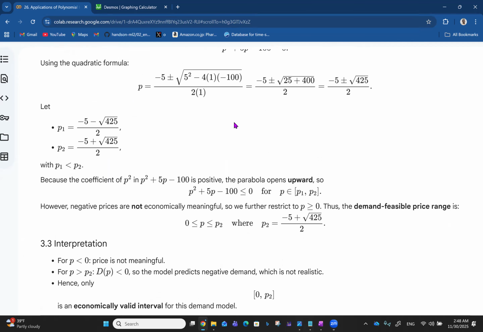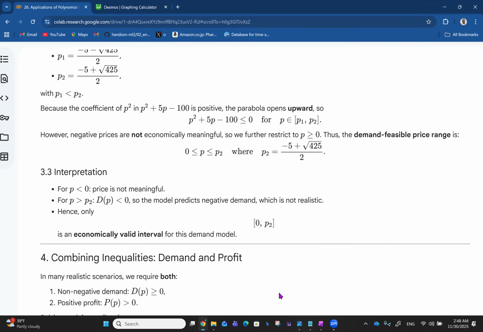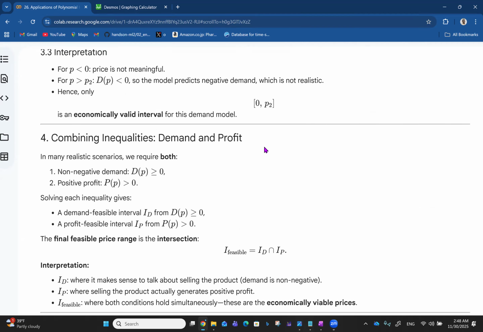But at P2 itself, we are good to go. So this is an economically valid interval for this demand. Anything from 0 to P2 is good pricing. So we can then talk about combining inequalities for demand and profit.